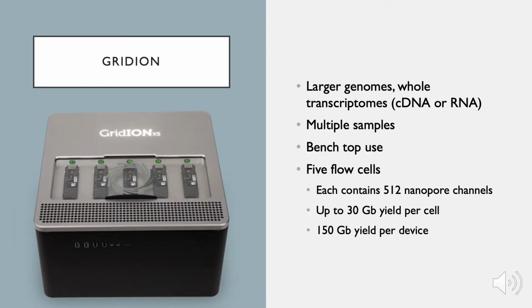The GridION is a benchtop sequencing device that allows for up to 5 MinION or Flongle flow cells to be run simultaneously or individually. GridION is ideal for sequencing larger genomes, whole transcriptomes of either cDNA or RNA directly, and for running multiple samples. The device can produce an output of 150 gigabases of data when all 5 cells are simultaneously run.